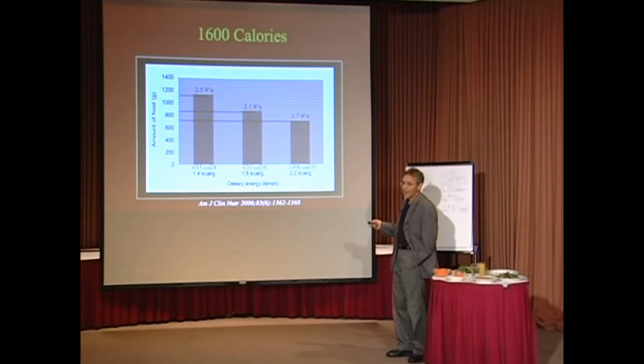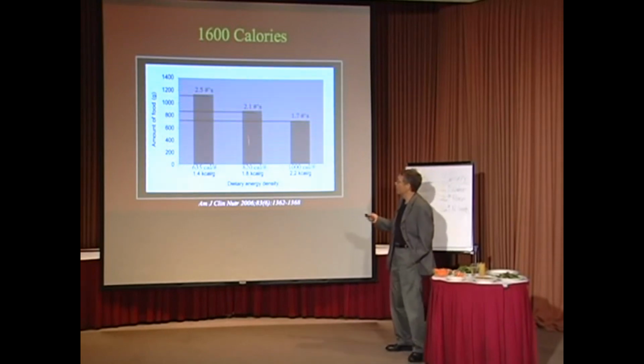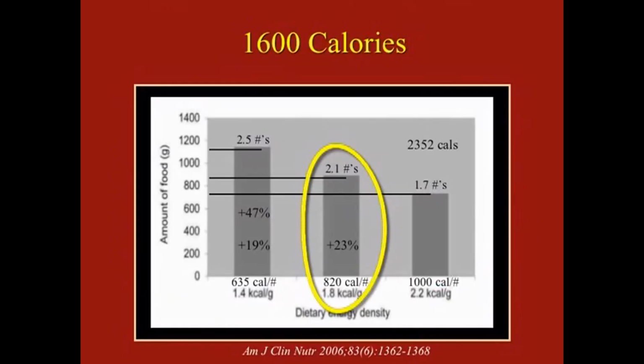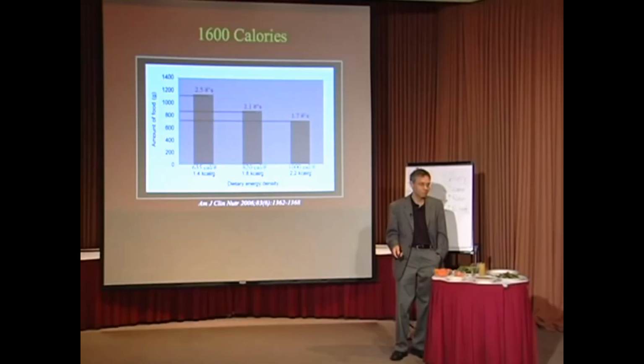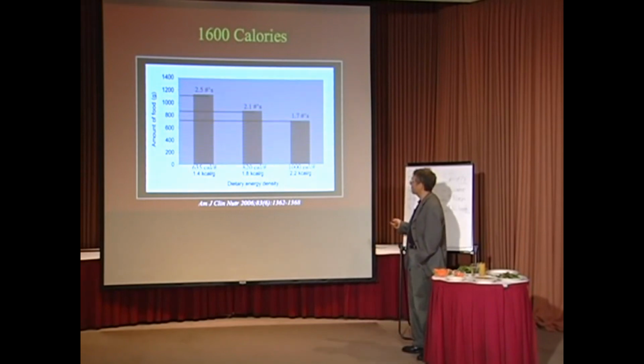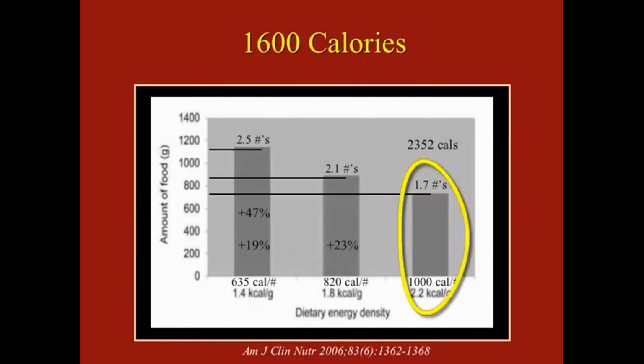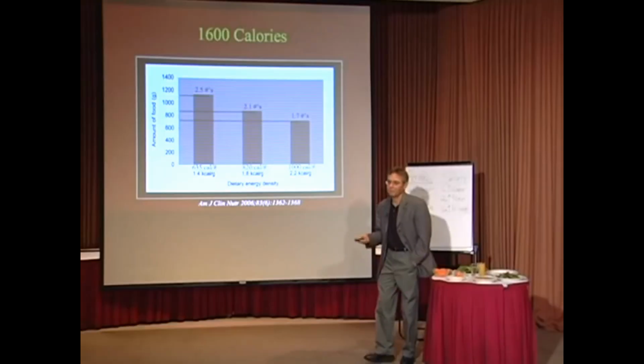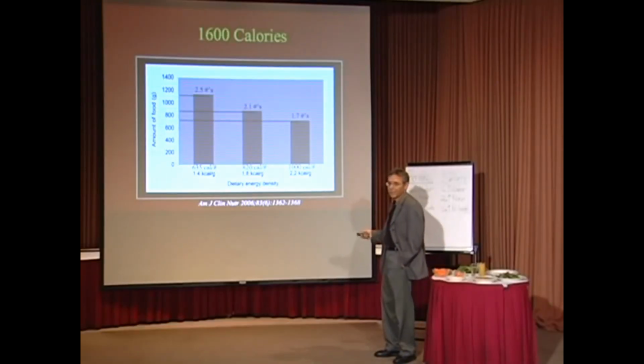If you were at a higher calorie density at 820, you only get just over 2 pounds. You get 0.5 pound less. I don't know about you, but I like to eat. If I was at 1,000 calories per pound, I only get 1.7. That's 40% less food. This is 20% less, and then another about 15% less. So I get 35% less food if I increase my calorie density.